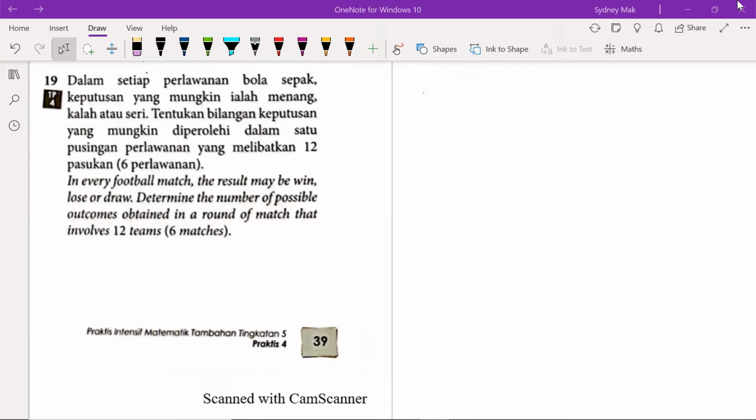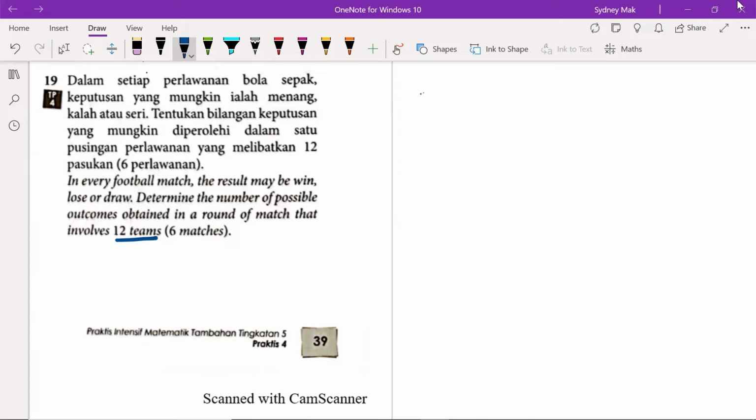Okay, that involves 12 teams. So there are 12 teams. So in a match, we will have 6 matches. In a round of match, we will have 12 teams compete each other. So 6 matches here. So for each match, the outcome will be either win, lose, or draw.